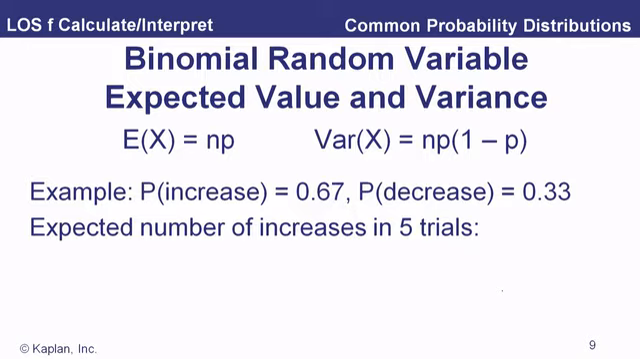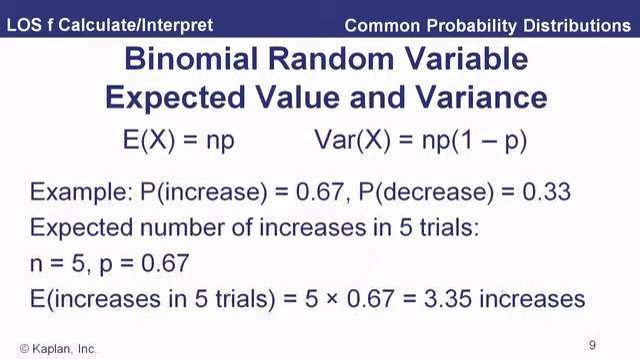So as an example of that, consider the probability of an increase is 67%, and the probability of a decrease is 33%. So let's call increase our success here, so the expected number of increases in 5 trials is 3.35. That's our expected number of increases in 5 trials. So that's our expectation, or the mean of this binomial distribution.